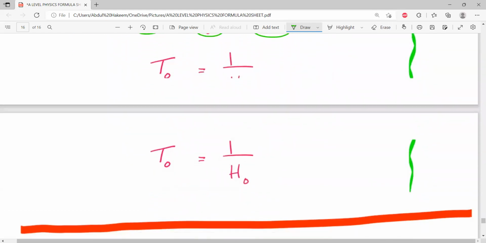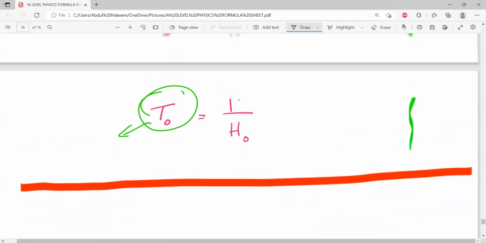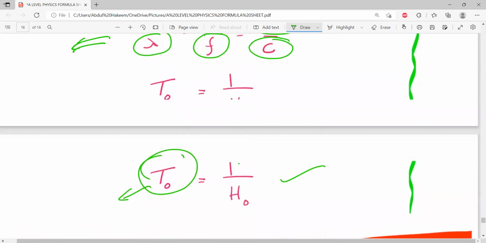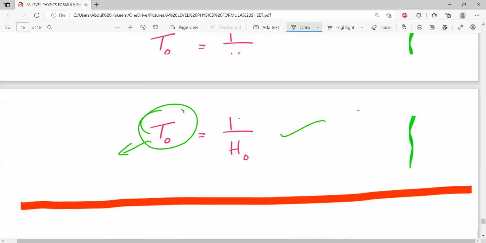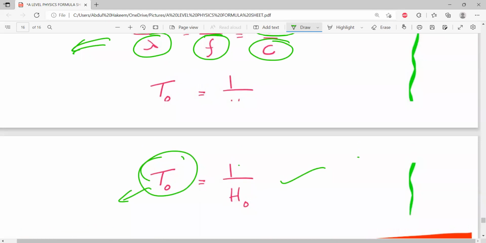And then the life of the universe, T naught, the age of the universe, is 1 divided by Hubble's constant. So this is the approximate value of the age of the universe. So this is the important list of formulas.